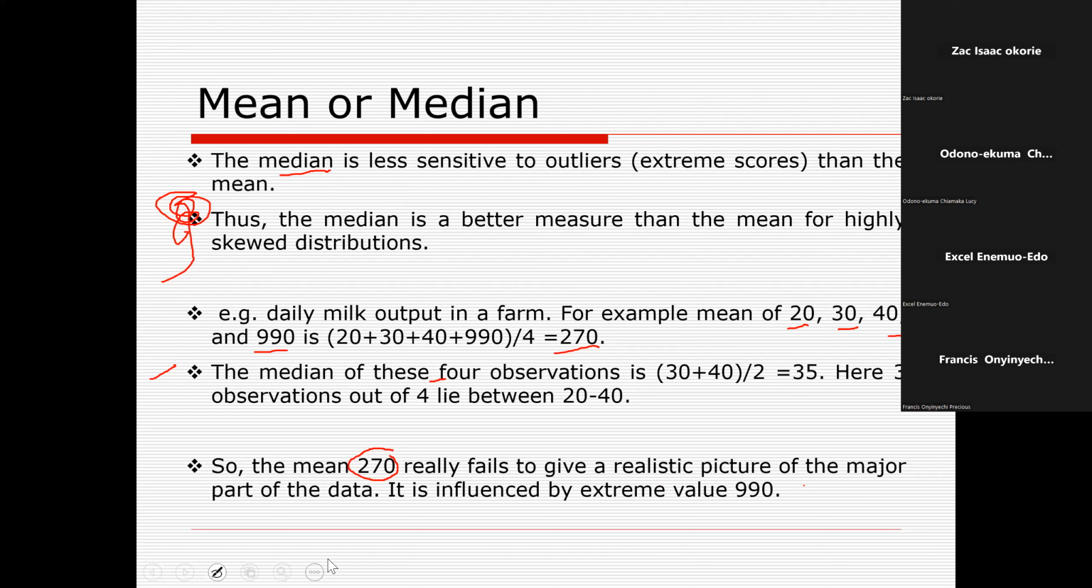It's misleading. That is why we said whenever you have a skewed data set, which is usually caused by an extreme value, what you should do is what? Come to the median. This question will come out in the exam.